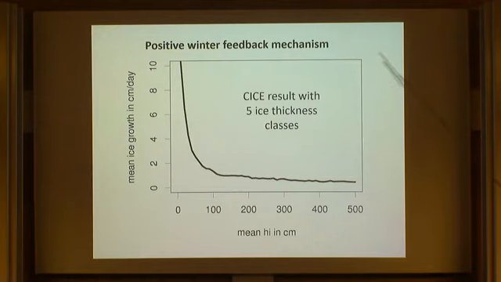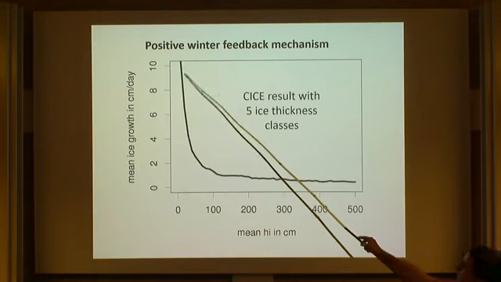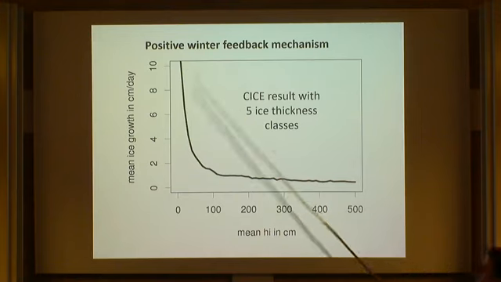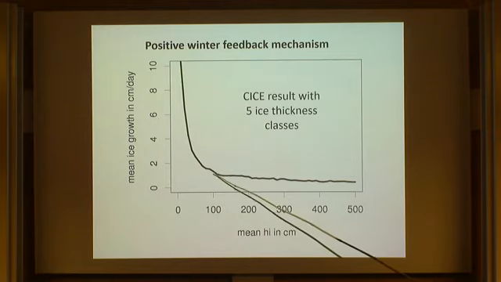There is a very important positive winter feedback mechanism. This figure shows here, this is from our own standalone simulation, just the result. It shows the mean ice growth, centimeters per day, depending on the mean ice thickness. And this makes actually clear how recovery works. So if you have an ice thickness of 20 centimeters, you get an ice growth of 10 centimeters per day. But if your ice thickness is a meter, you only get 1.5, 1.8 centimeters per day.